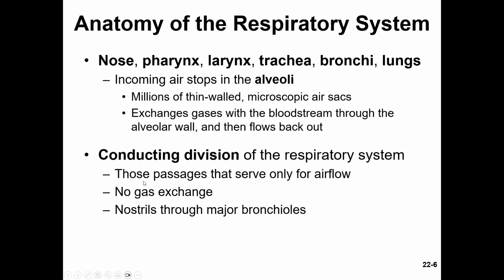So we have two main divisions that we're going to talk about in the respiratory system. The conducting division, all it does is funnel air. That's it. There's no gas exchange, there's no nutrient exchange, nothing. All we're doing is moving air.